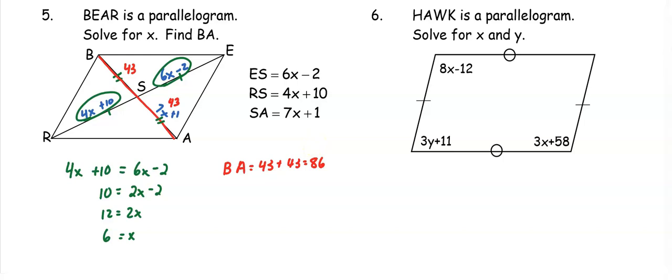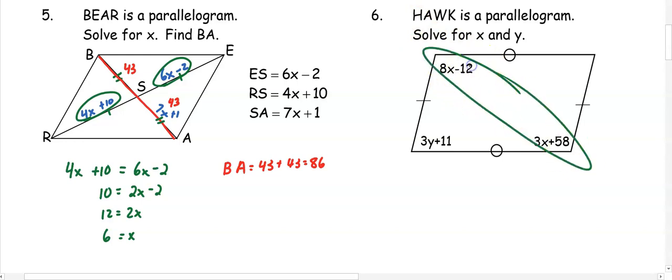Number 6, HAWK is a parallelogram. Solve for x and y. So first, we know that where the x's are opposite angles, so those are congruent. So we have 8x minus 12 equals 3x plus 58. So the first thing I'm going to do is subtract 3x from both sides. So 5x minus 12 equals 58.